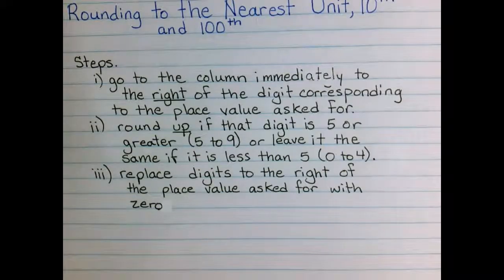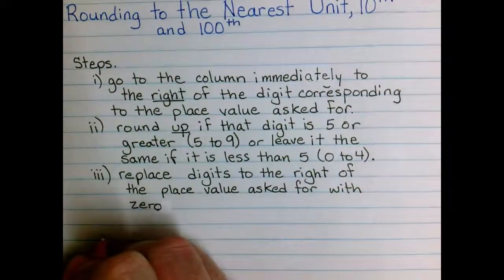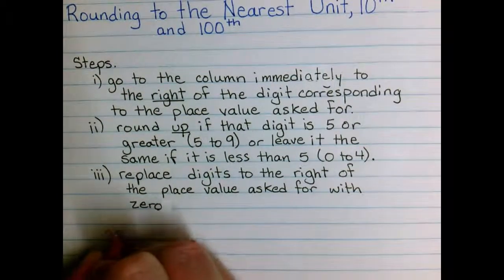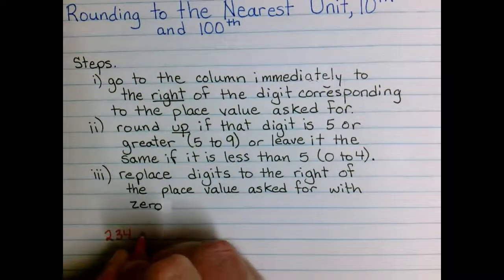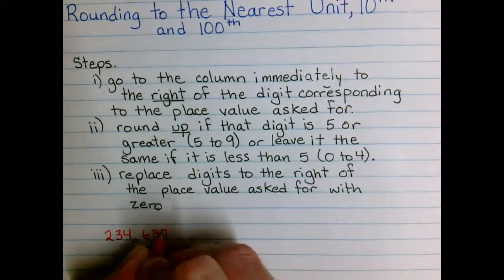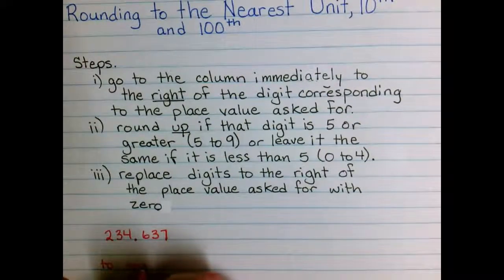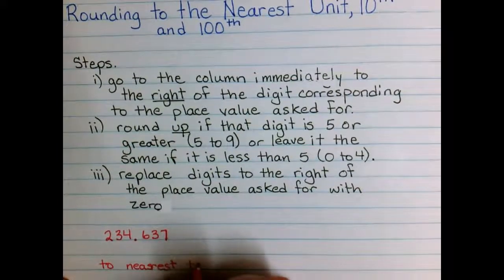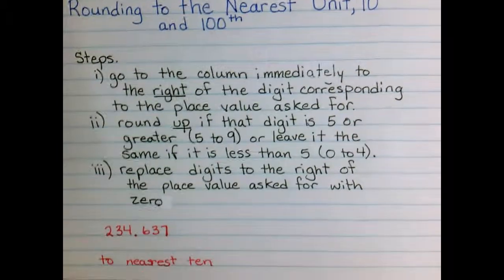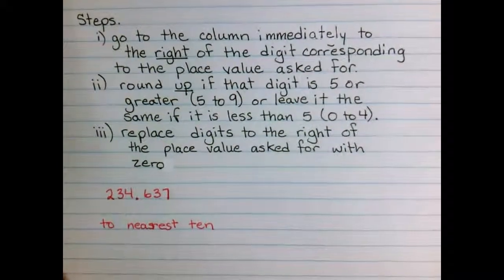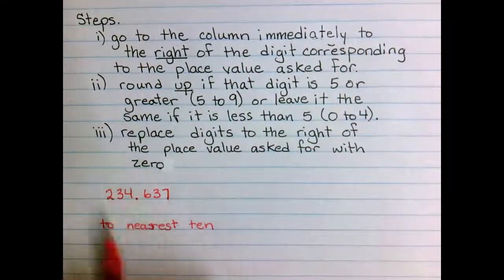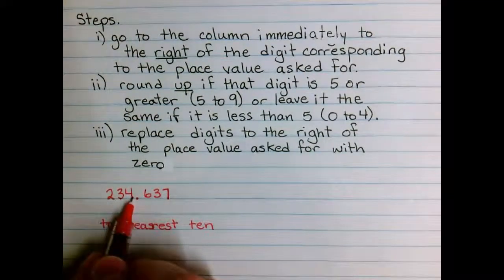So now I'm going to do an example where I round the number 234 and 637 thousandths, and I'm going to round it first to the nearest 10. So the first thing I need to do, if we look at the steps, is go to the column immediately to the right. So here's the 10. The column immediately to the right is a 4. And since it is less than 5, I'm going to leave it the same.